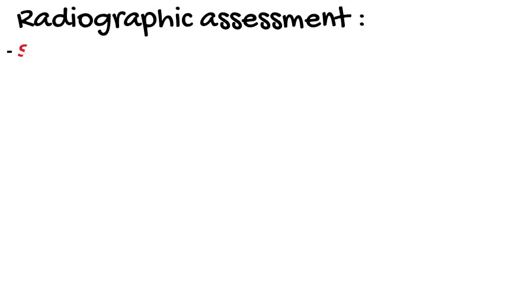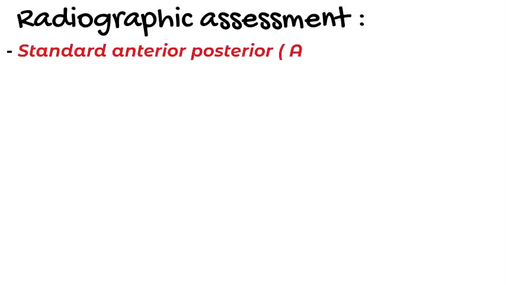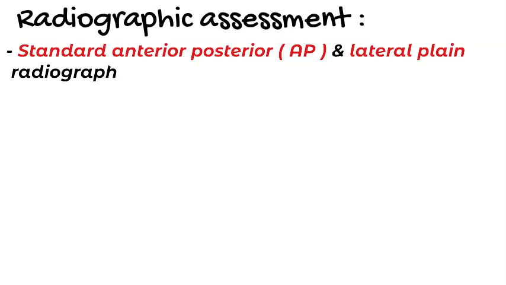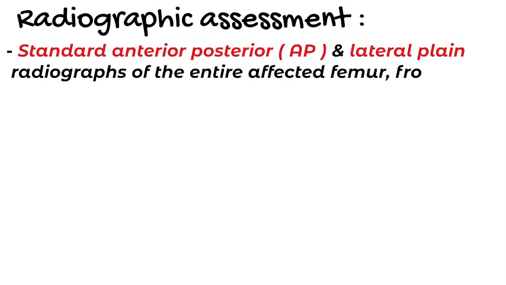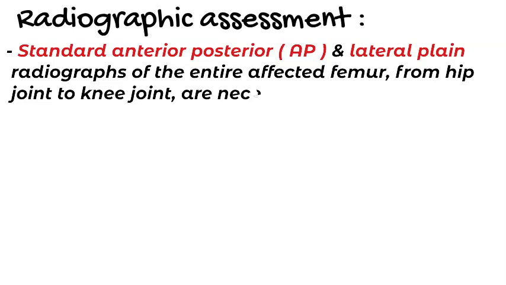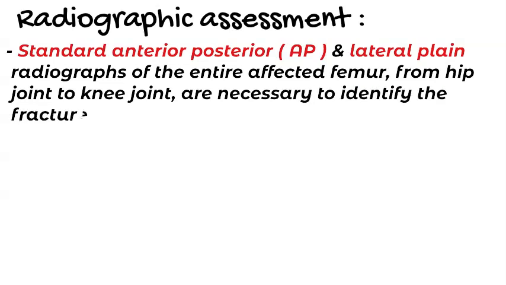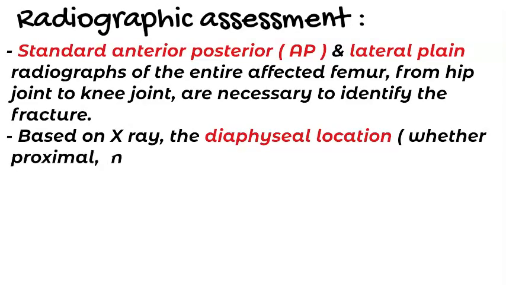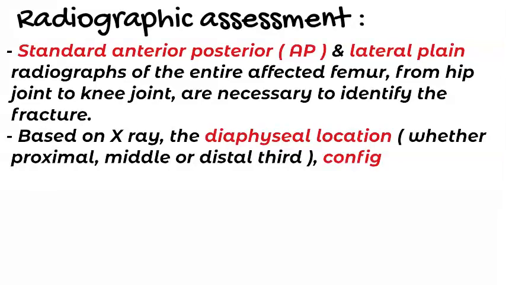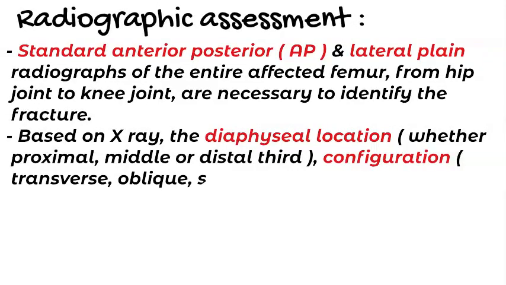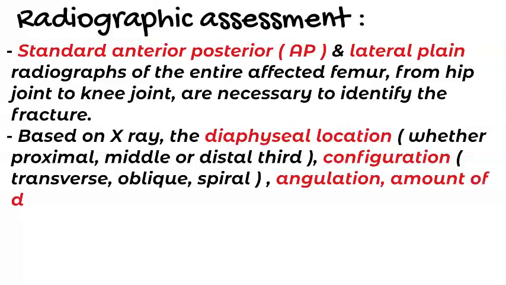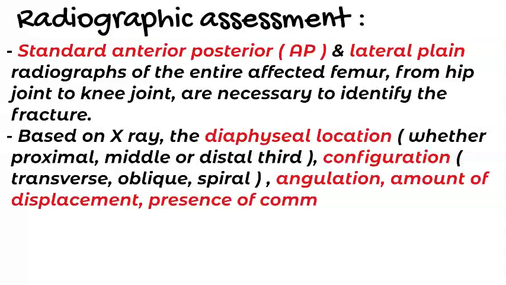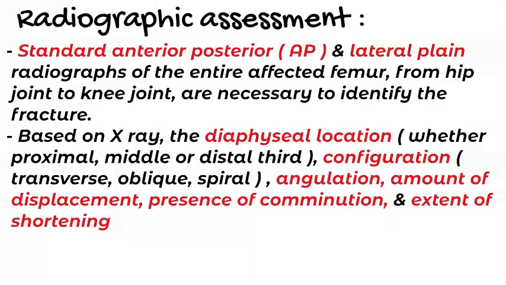For radiographic assessment, standard anterior-posterior and lateral plane radiographs of the entire affected femur, from hip joint to knee joint, are necessary to identify the fracture. Based on X-ray, we determine the location, whether proximal, middle or distal third, the configuration, whether transverse, oblique or spiral, the angulation, amount of displacement, presence of comminution, and extent of shortening.